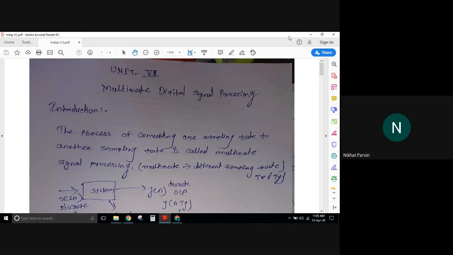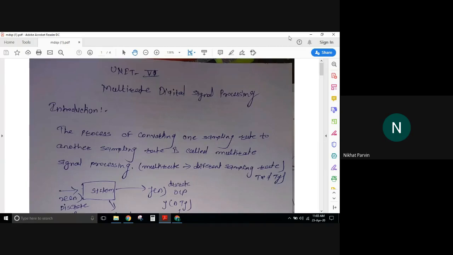So in the first half, we are going to say what you mean by MDSP, why to go for MDSP, and what the topics under this are. The important topics. If you see your syllabus content, you can see there are a lot of topics. But from the examination point of view, there are hardly 2 to 3 topics which are quite important.